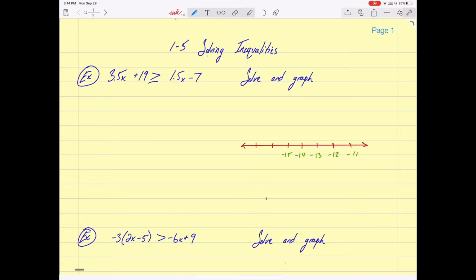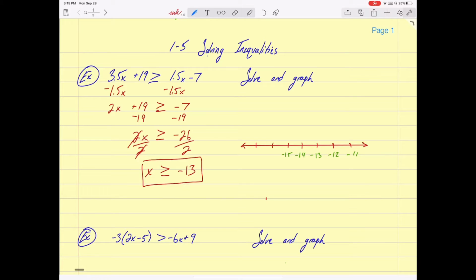So just like a regular equation, I'm going to move my x's to one side and all my things without variables to the other side. So subtract the 1.5 and I get 2x plus 19 is greater than or equal to negative 7. Then subtract the 19. Okay, last step is to divide by 2. So far nothing's changed. We're just basically solving an equation, but it has an inequality sign. And this would be negative 13. So x is greater than or equal to negative 13.